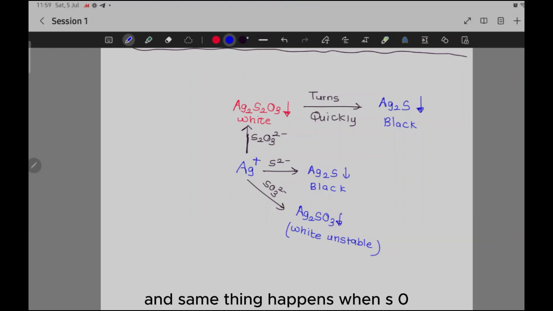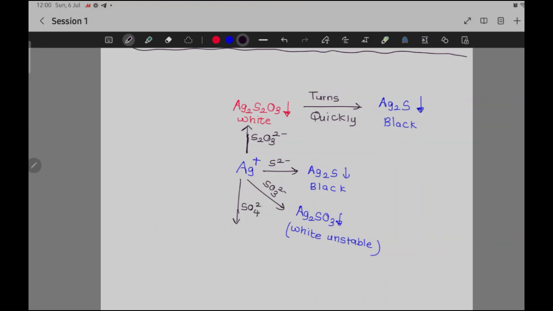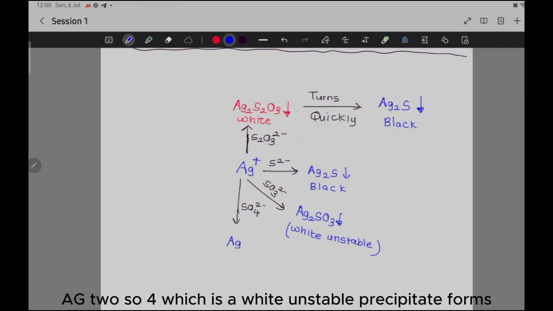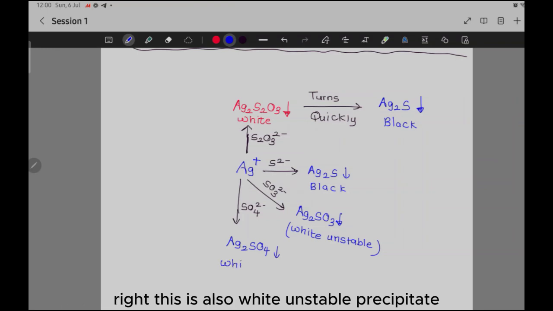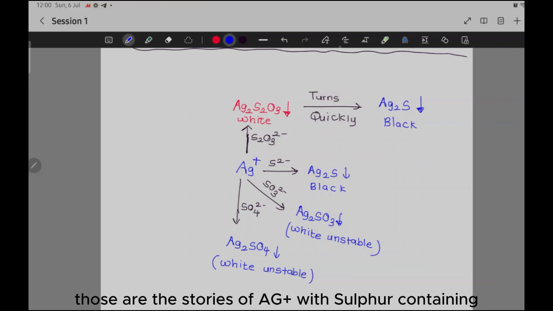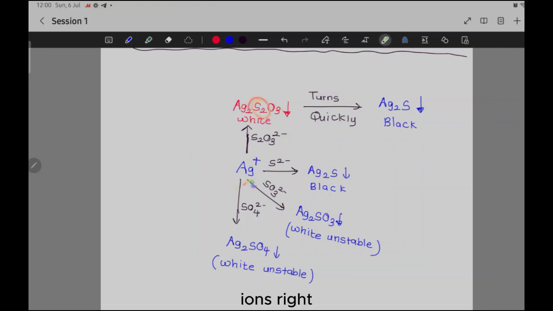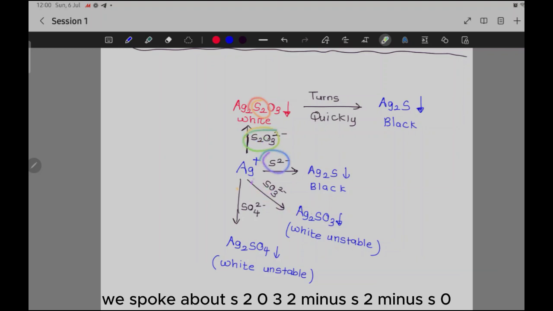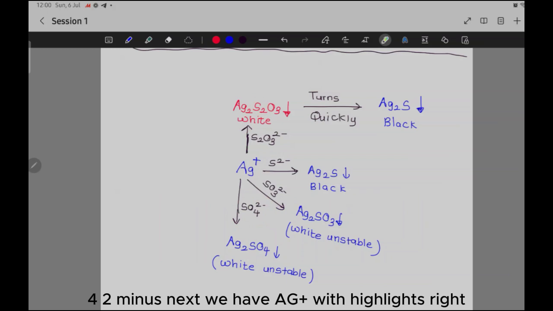And the same thing happens when SO4 2 minus, sulfate ion, is added to Ag plus. When SO4 2 minus is added, Ag2SO4, which is a white unstable precipitate, forms. This is also a white unstable precipitate. So those are the stories of Ag plus with sulfur containing ions. We spoke about S2O3 2 minus, S2 minus, SO3 2 minus and SO4 2 minus.